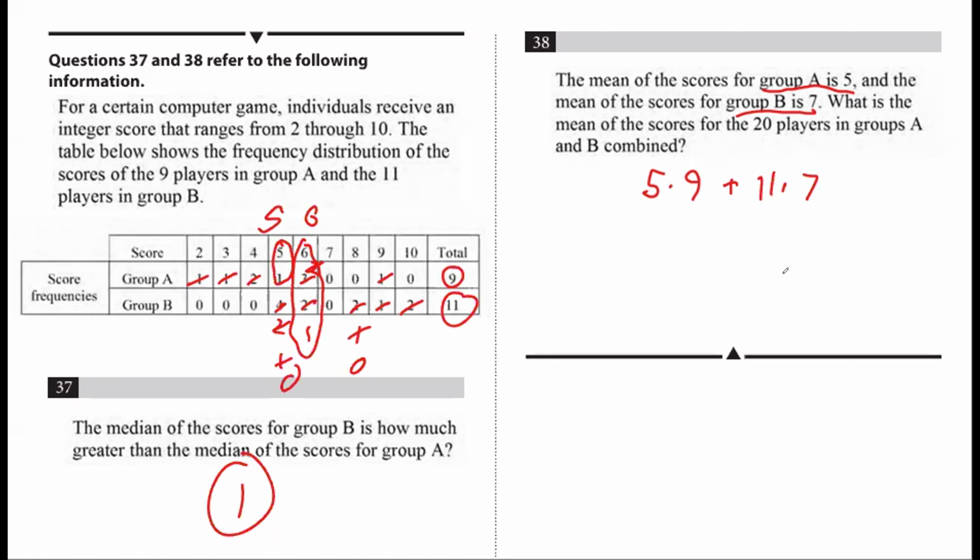And then that gets us 122. And then we take that and divide by the 20 players, which gets us 6.1. So the correct answer in this case would be 6.1.